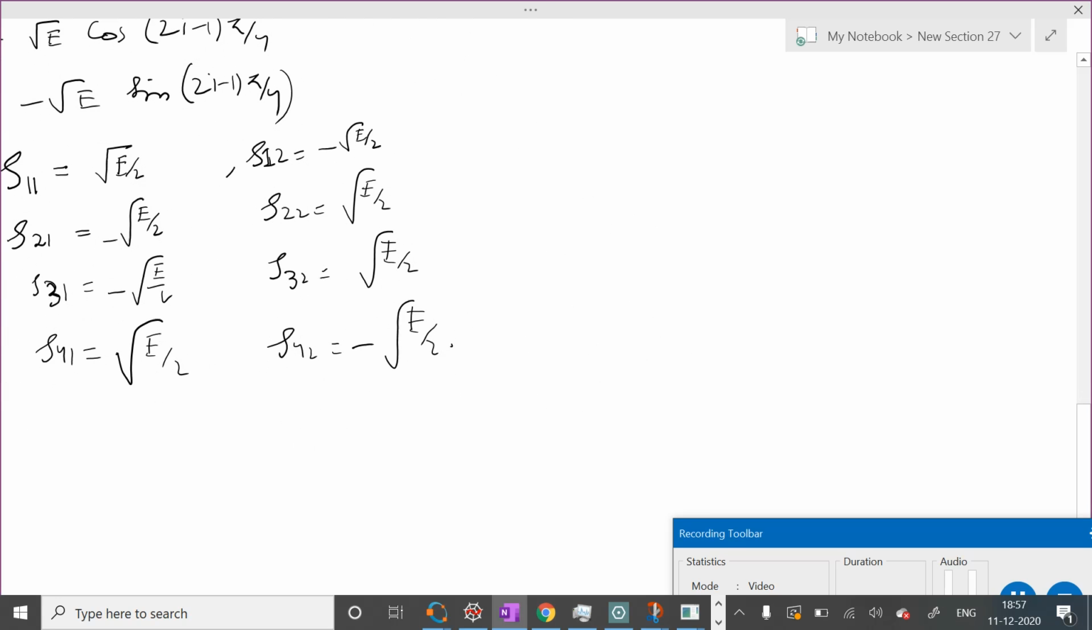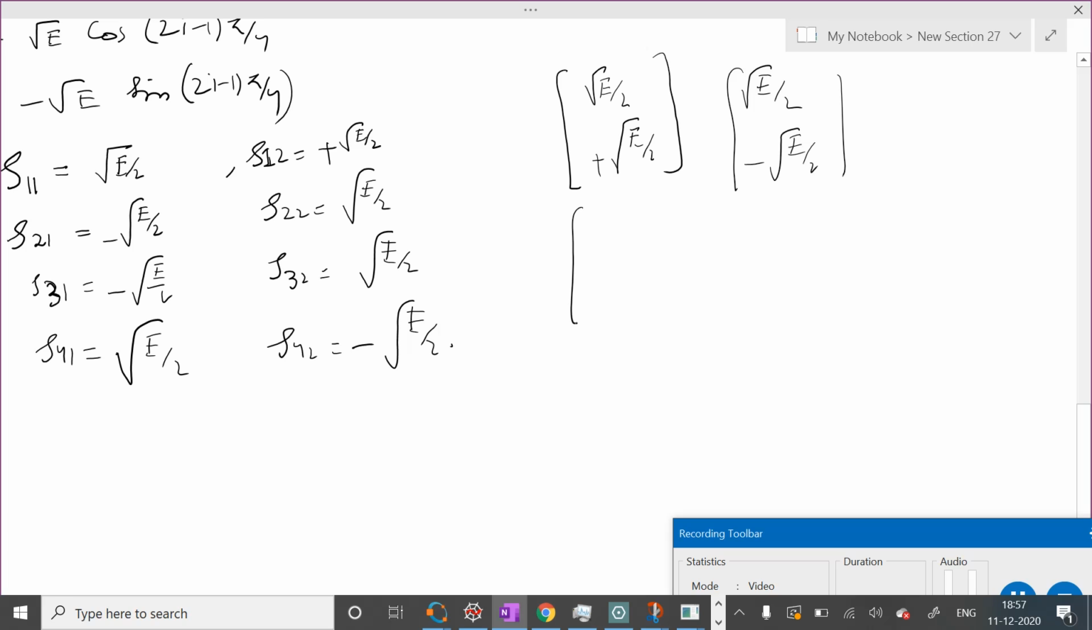So we form different vectors like this. One vector will be root E by 2, minus root E by 2. Oh sorry, this will be plus for the first one. Similarly, root E by 2, minus root E by 2, and minus root E by 2, root E by 2, and root E by 2, minus root E by 2, like that.